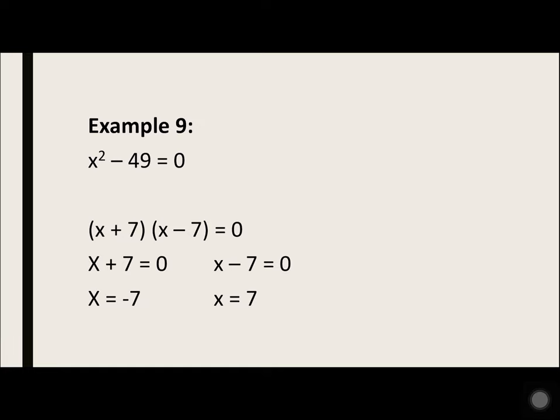Example 9, x squared minus 49 equals 0. That's a difference of squares. X plus 7 times x minus 7 equals 0. X plus 7 equals 0. Subtract 7, x equals negative 7. X minus 7 equals 0. Add 7, x equals 7. Two answers.